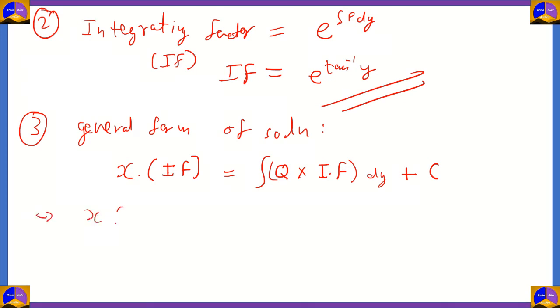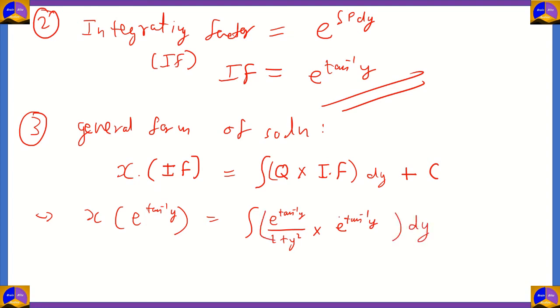So now let's put in the values. x times the integrating factor, which here is e raised to tan inverse of y, is equal to the integral of q, which is e raised to tan inverse y divided by 1 plus y square, times the integrating factor e raised to tan inverse of y, the whole term integrated with respect to y, and then there is a plus c.